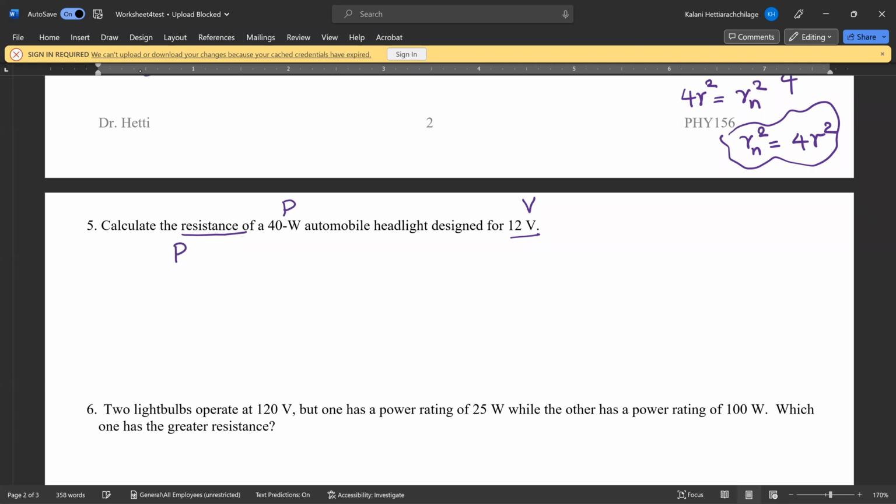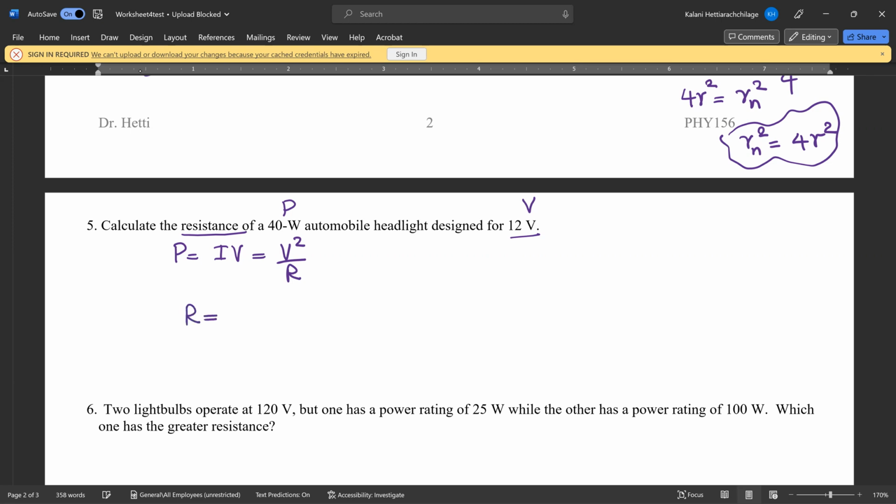Remember that power is I and V, and you can use Ohm's law to replace the V with the R, or you can replace the I with the V, right? I'm going to replace the I with the V because voltage and resistance is the relation I need. Okay, so now I need to find the R.